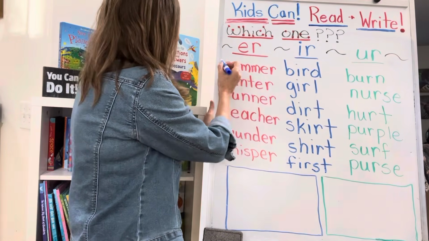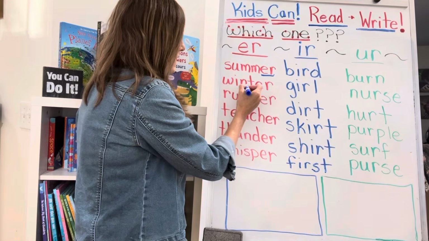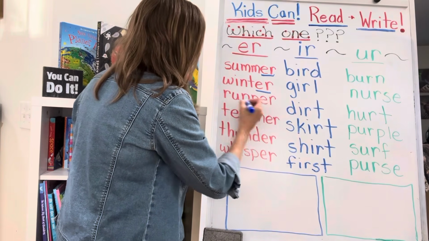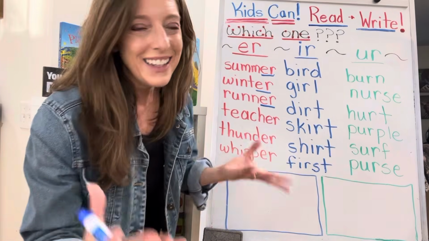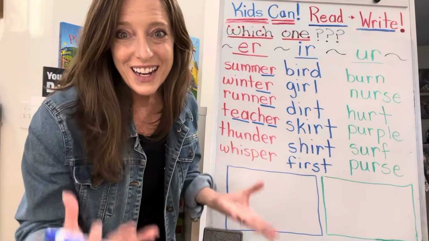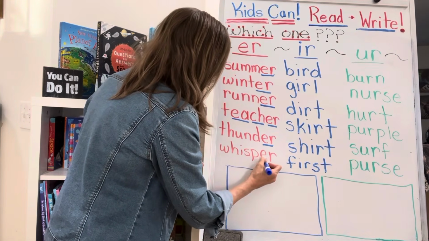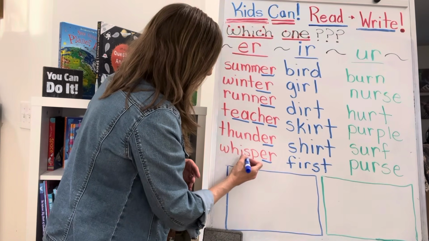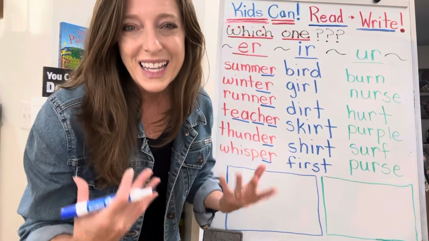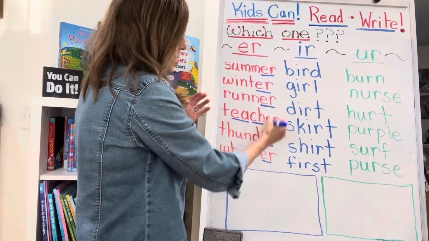So again, when we read this word, summer, hear that "er" at the end, ER. Winter, ER at the end. Runner, we hear "er" at the end, ER. Teacher, look at all those, ER at the end, because we hear the "er" there. So remember, if you hear that "er" at the end of a word, thunder, whisper, put the ER. If the "er" comes at the end, it's almost always ER. There are words that end with UR and IR as well, but again, the most common ending is ER.